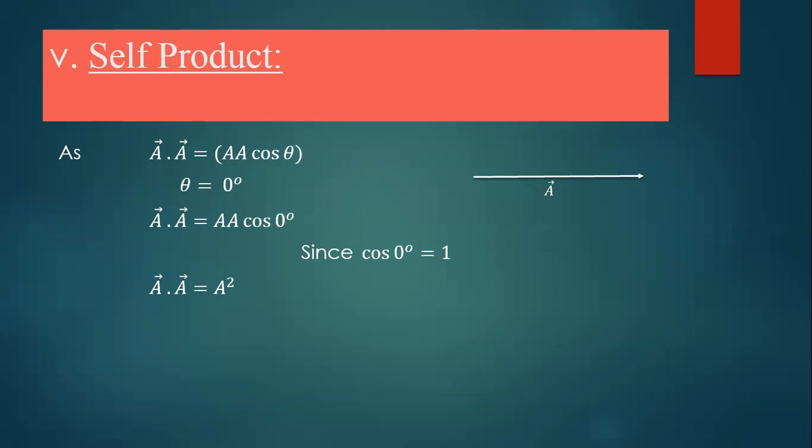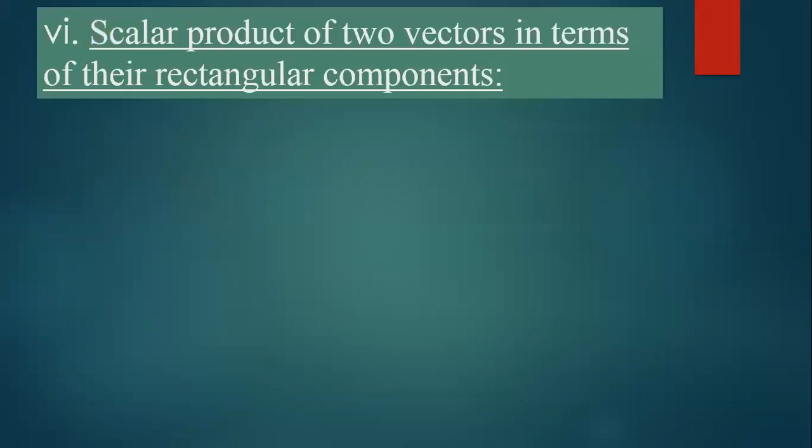Now there is the final characteristic number 6, which is very important. Scalar product of two vectors in terms of their rectangular components. Here we have to multiply two vectors by using their rectangular components. Let we have vector A whose components are AX I plus AY J plus AZ K unit vectors, whereas vector B has components BX I plus BY J plus BZ K.